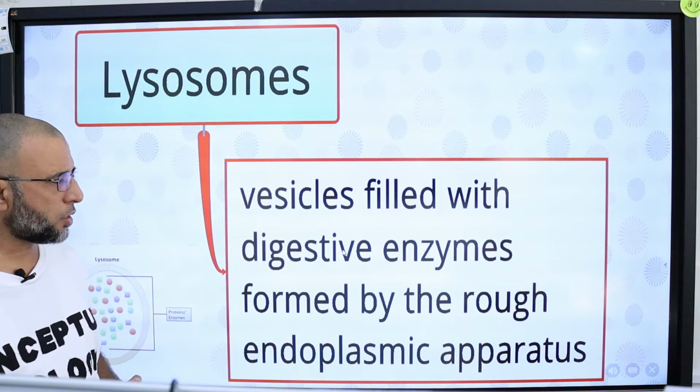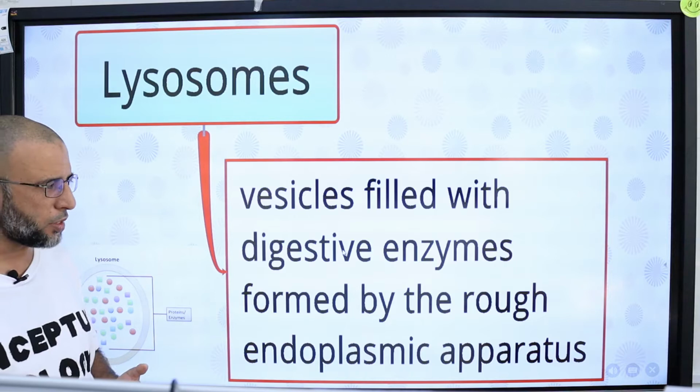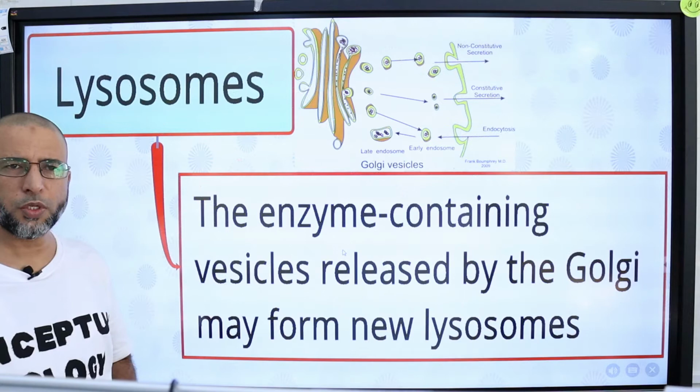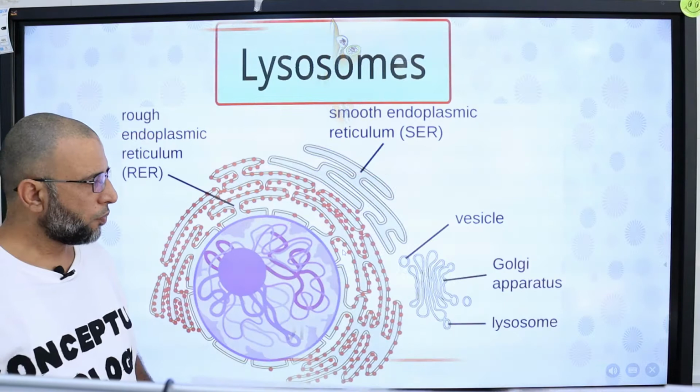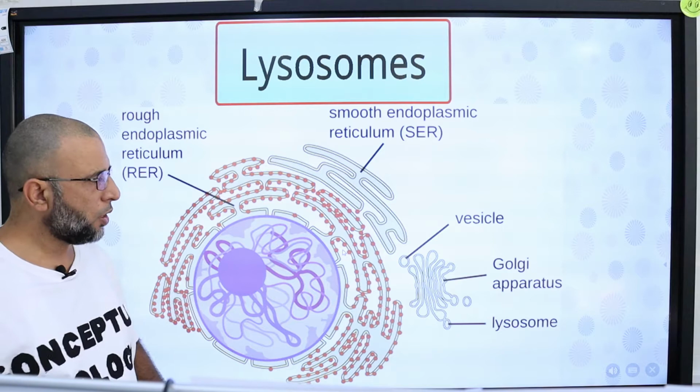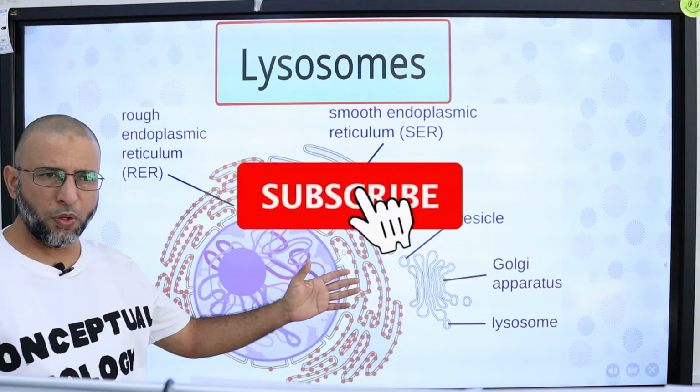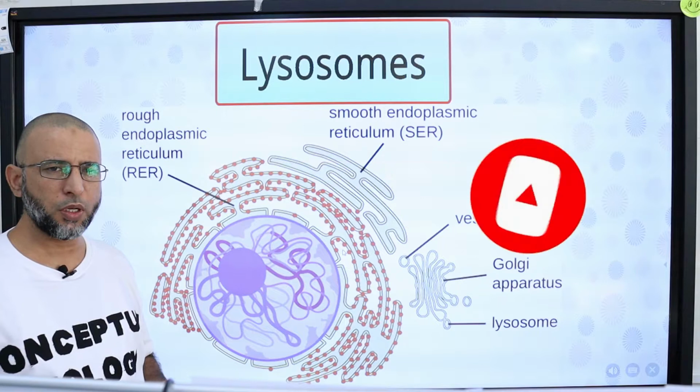Lysosomes are the structures that contain digestive enzymes, and these digestive enzymes are hydrolytic enzymes which are produced by rough endoplasmic reticulum. Lysosomes are enzyme-containing vesicles which are released from Golgi complex. Lysosomes are membrane-bound vesicles that contain hydrolytic enzymes, and these hydrolytic enzymes are synthesized by rough endoplasmic reticulum. And hydrolytic enzymes can degrade proteins, carbohydrates, lipids, and nucleic acid.